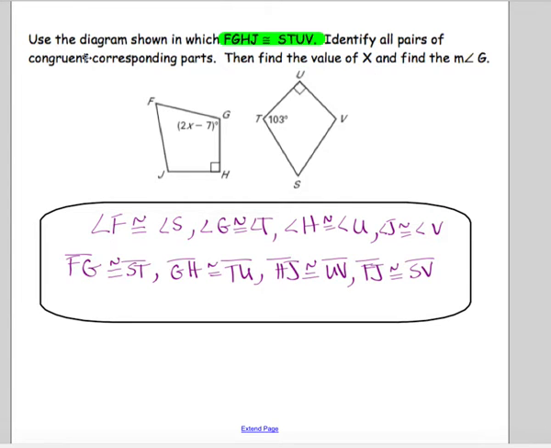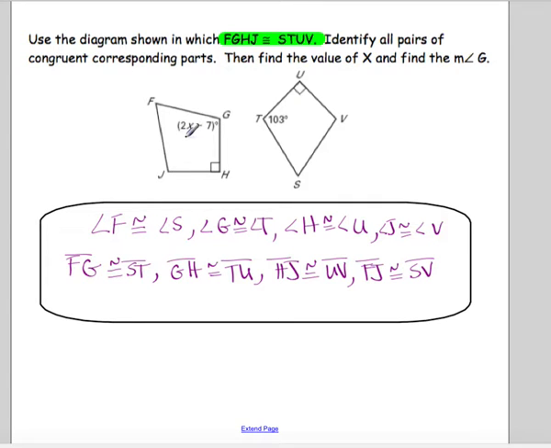It says identify all pairs of congruent corresponding parts. These have 4 angles and 4 sides, so I've got 4 matching sets of angles and 4 matching sets of sides. Naming the sides, you've got to name them with the bar over the top and the congruent symbol in the middle there. Then find the value of x and the measure of angle G, so I'm going to do that part right now.